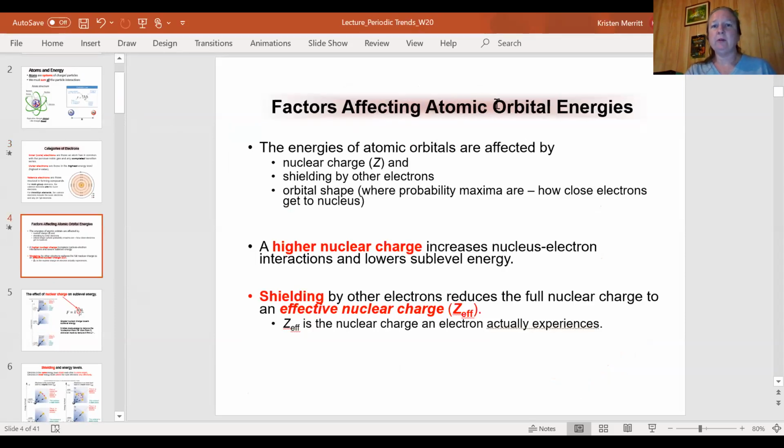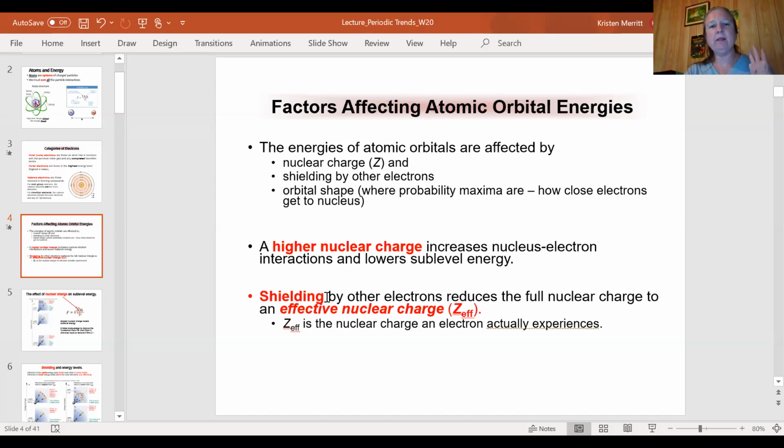So the factors affecting the energy, you have the nuclear charge, you have what we call shielding by the other electrons, primarily from the ones between the electron we're talking about and the nucleus, all those in between, and the orbital shape, which I'm really not going to go into because that's taking it to another level that we don't need to go into right now. So be concerned about the shielding and the nuclear charge.